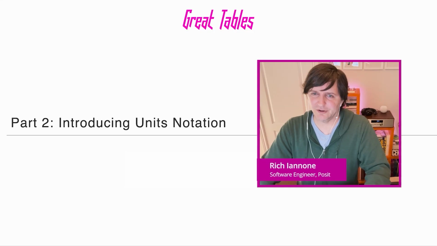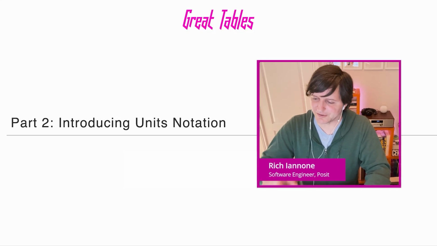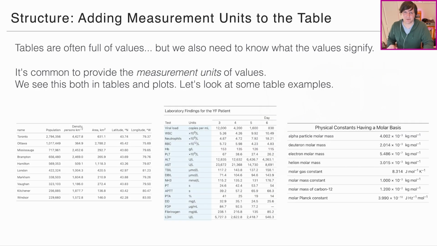So in this second table, we're going to go through a few things, and it's going to introduce a pretty large concept called units notation. The table we're going to make is going to be full of units, but let's show you why we use units at all. It's because tables are often full of values, and we need to know what those values actually signify. So it's common to provide measurement units of values within the table. And we see this both in tables and also in plots.